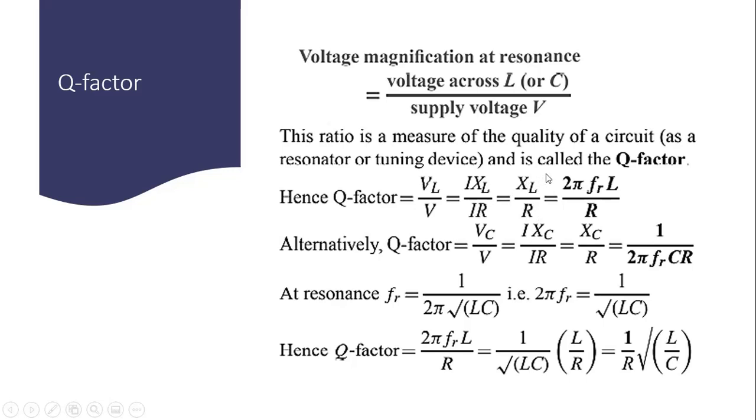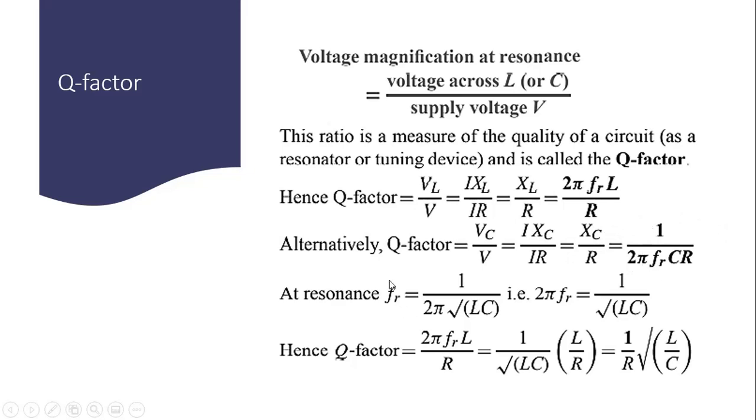And we know our XL to be 2 pi FR L at resonance. Instead of putting F, it will be FR. So that is how we get this. Alternately, if the circuit consists of a capacitor, it will be VC over V, and IXC over IR. So it will now be XC over R. And XC is equal to 1 over 2 pi FR C. So if you put it here, you are going to get this.